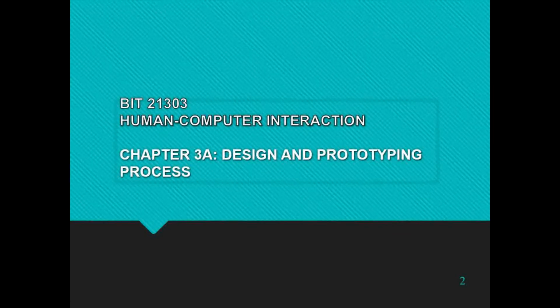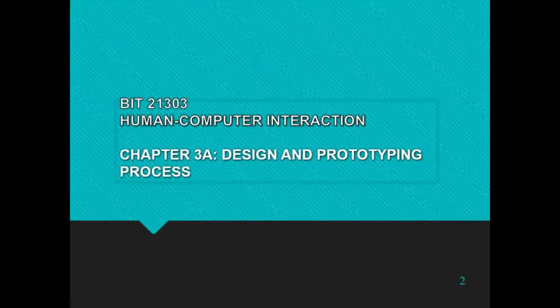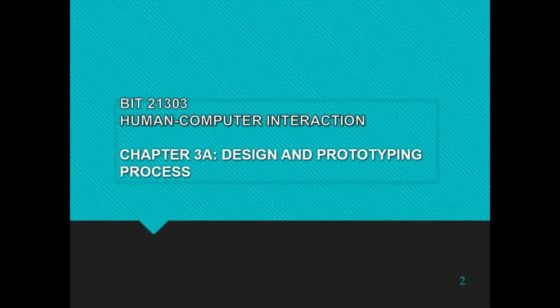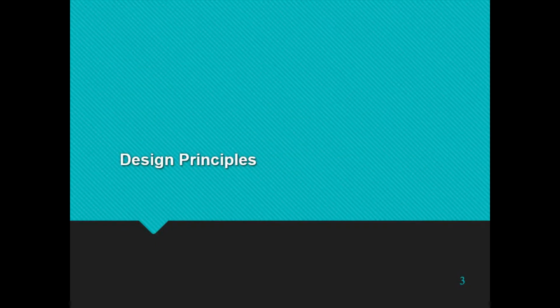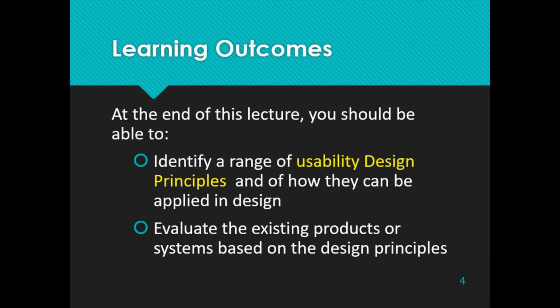Hi, today we will learn Human-Computer Interaction BIT 21303, Chapter 3A, which is Design and Prototyping Process. For Design and Prototyping Process, one of the modules is the Design Principles. At the end of this lecture, first, you will be able to identify a range of usability design principles and how they can be applied in design. And second, you will be able to evaluate existing products or systems based on the design principles.